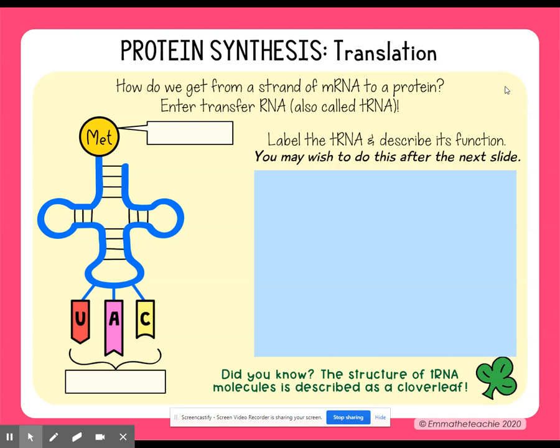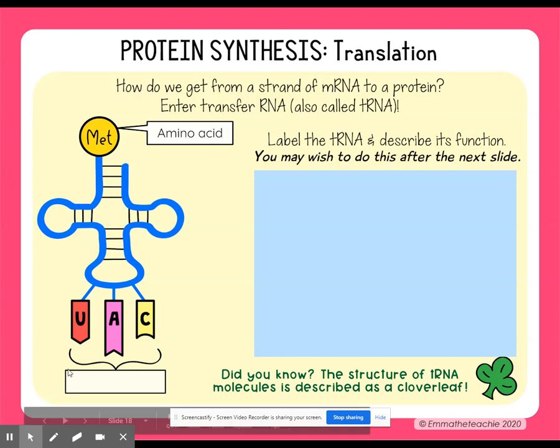And sometimes it looks like a clover or a T. So we're going to label this transfer RNA, there's two different boxes we have to label, and then we're going to describe some things that it can do. So first, at the top, there's a circle and it says MET in there. MET stands for methionine, which is an amino acid. There are about 20 different amino acids that these transfer RNAs can be carrying, and methionine is one of them.